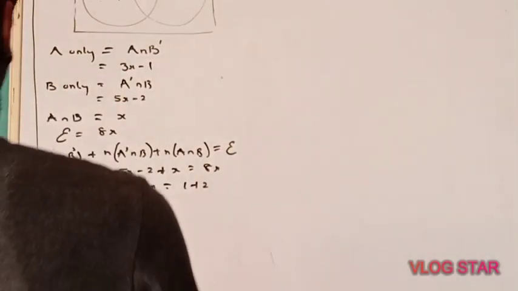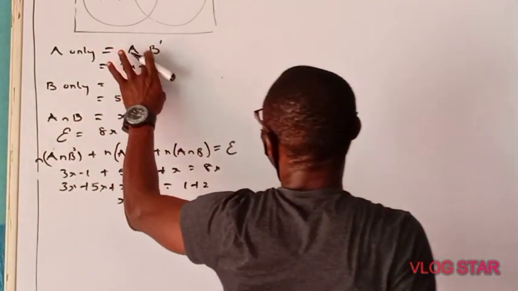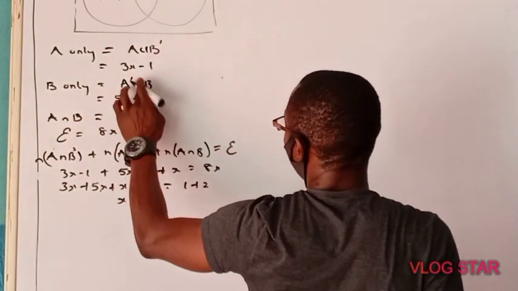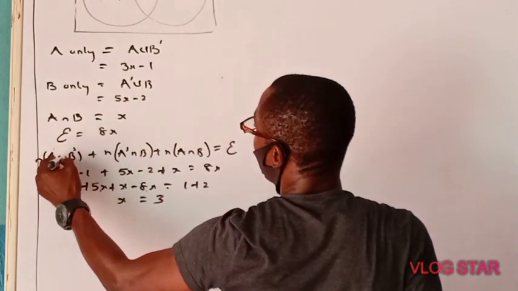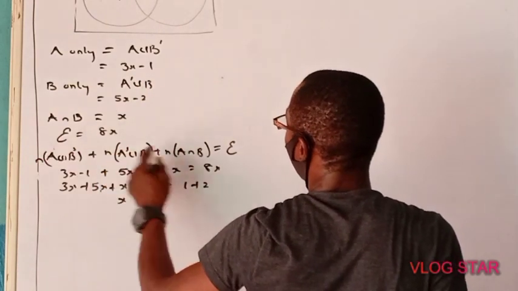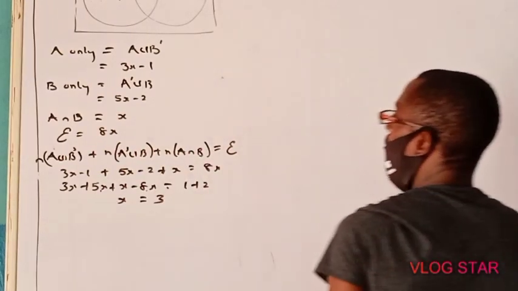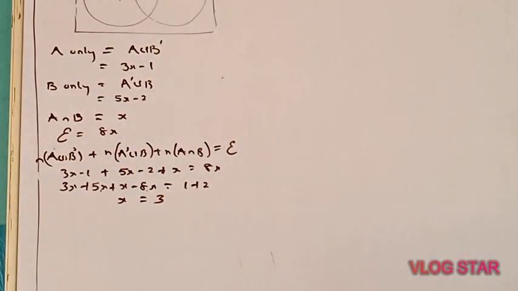So this A union B prime, sorry, union. That's how we solve questions like this. What's the next question?